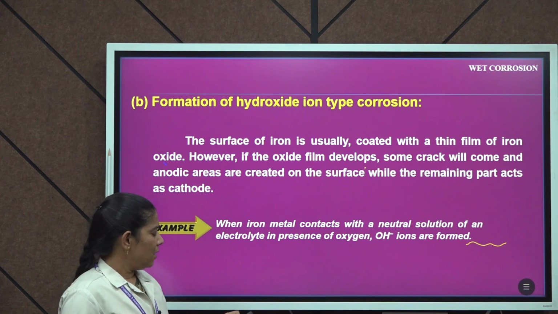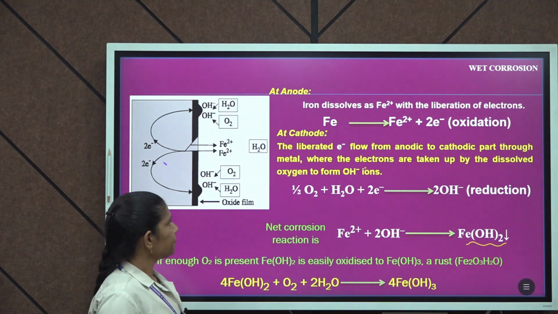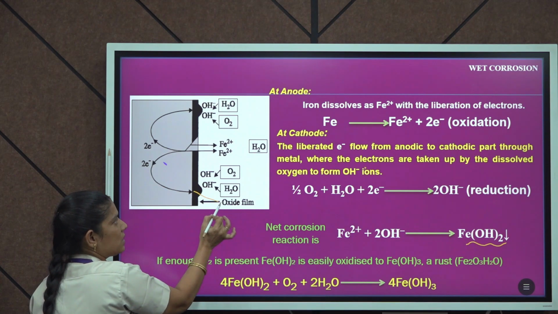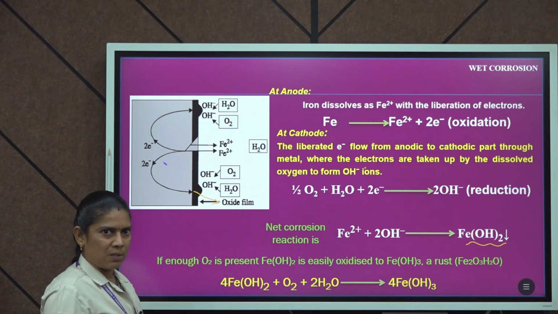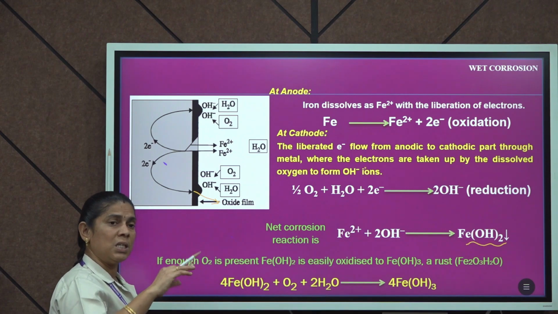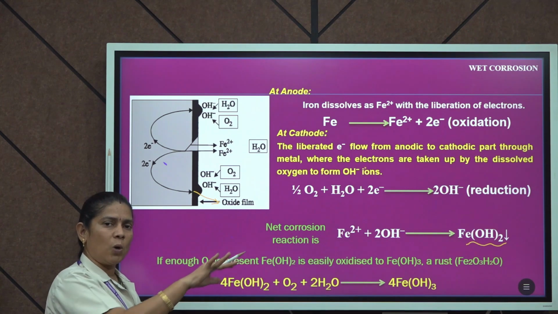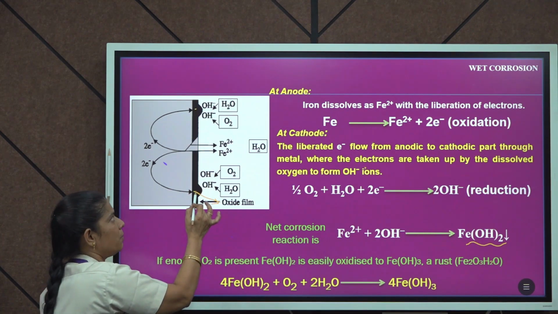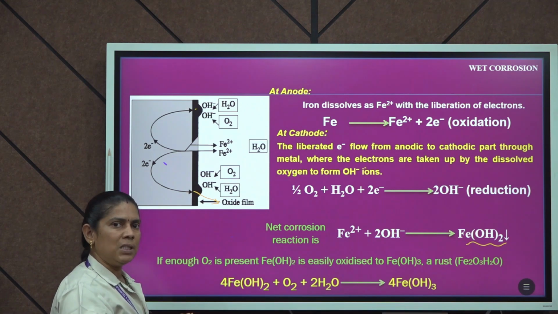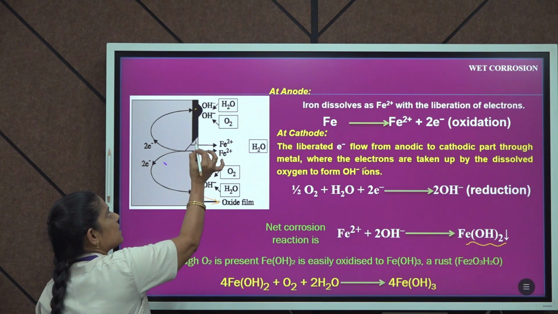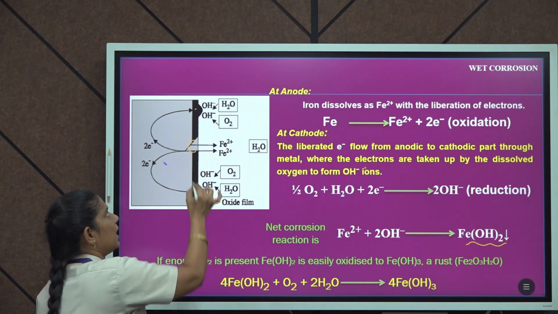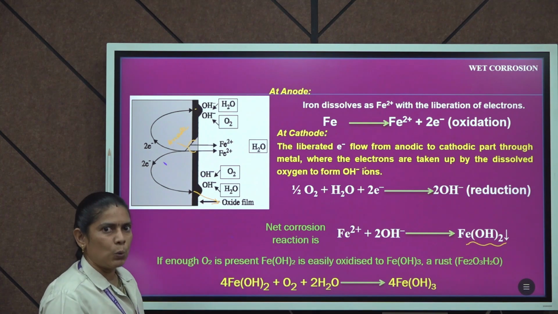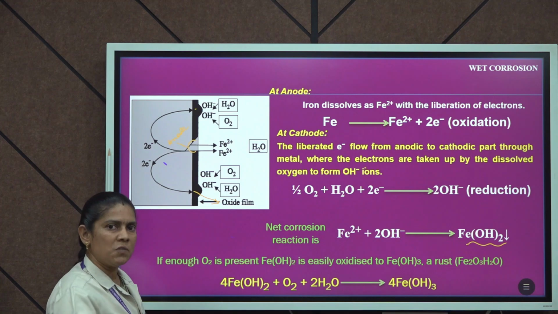How can we explain this? Look at the picture. This is a metal surface and this portion is an oxide film layer formed on the metal surface, because the metal is already exposed in the environment, in contact with the atmospheric gases. On this exposed portion alone the film is formed. Now, what happens? If the film further develops, some cracks occur, right. This crack portion acts as anode. So, once it acts as anode, dissolution occurs, meaning loss of electrons takes place.